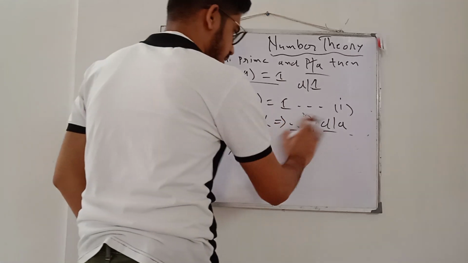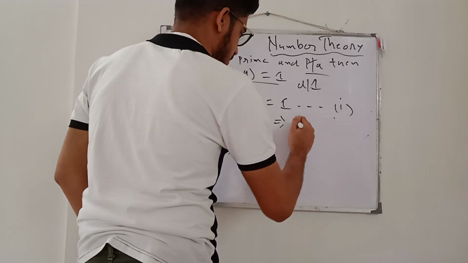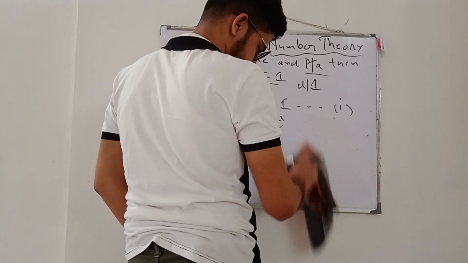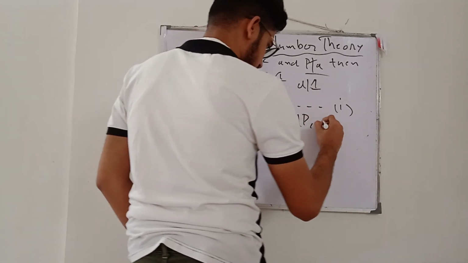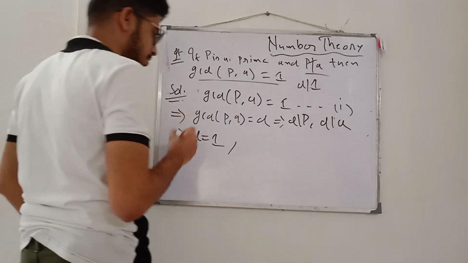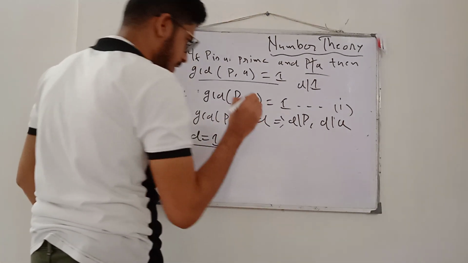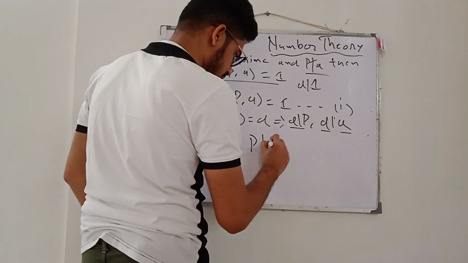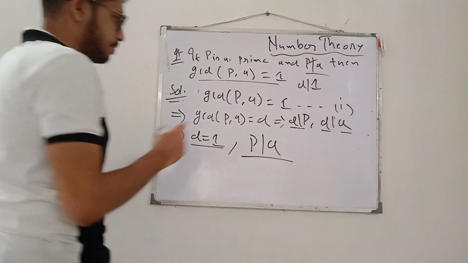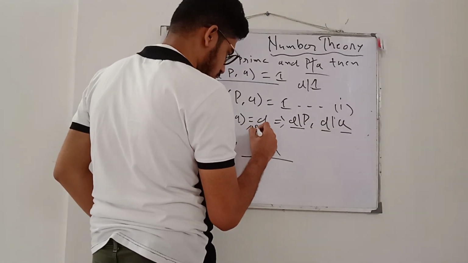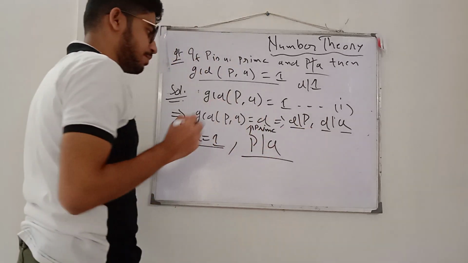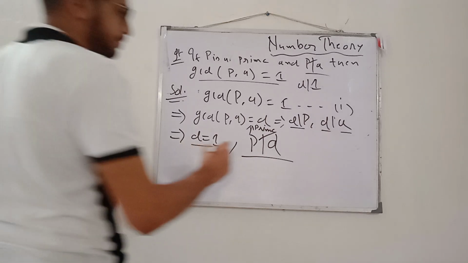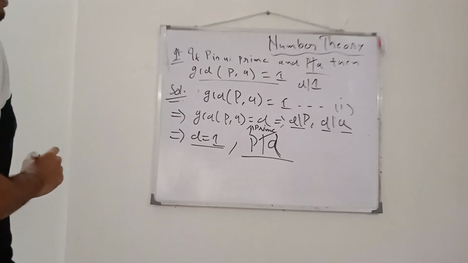Also, D divides P, D divides A. But here we have been given that D is equal to 1. So if D divides P then D divides A, so it should be that P divides A. But P here is a prime, so it is not divisible. So it's not divisible.